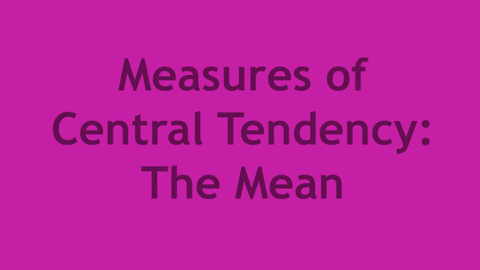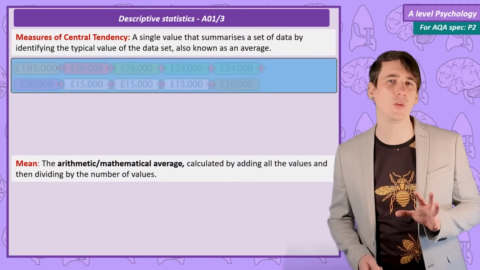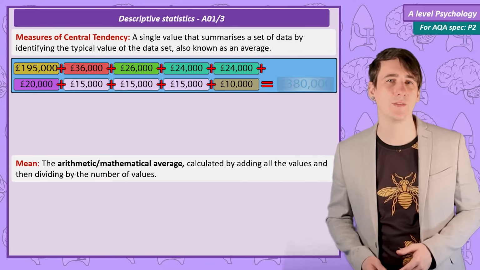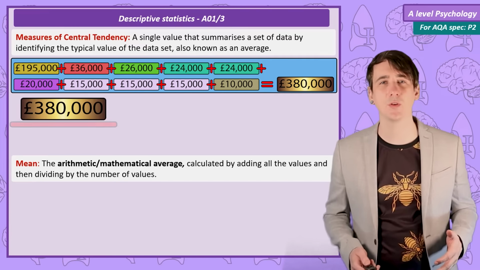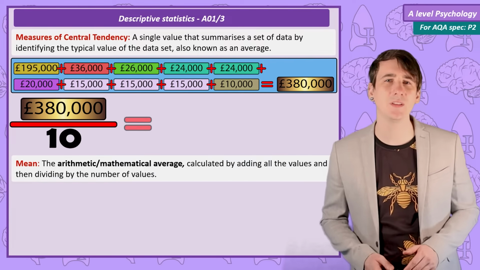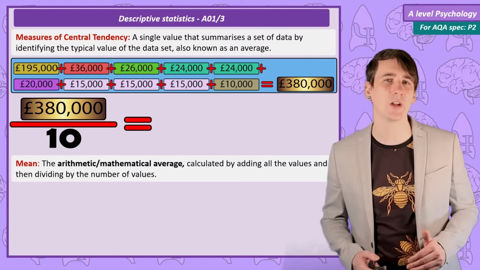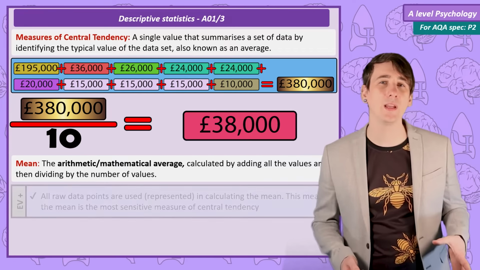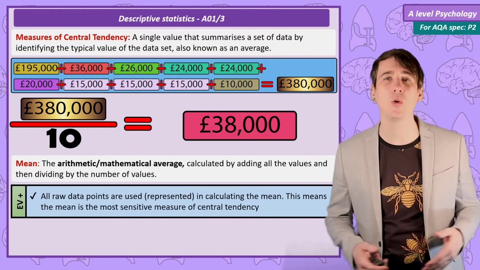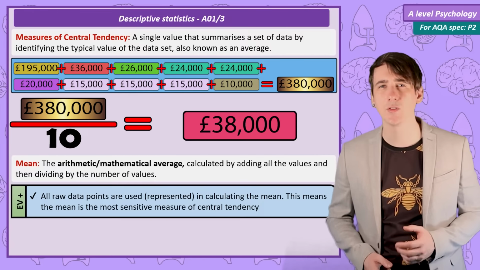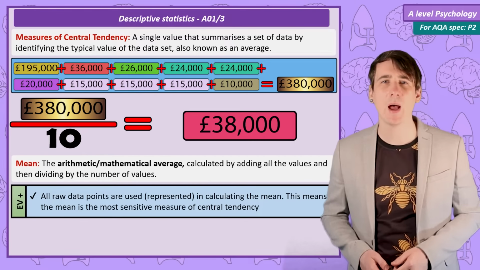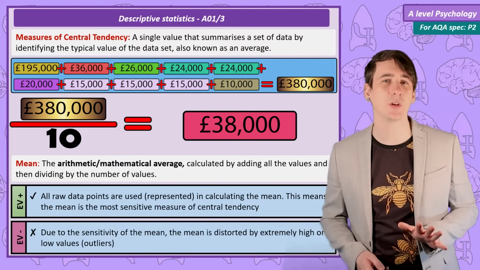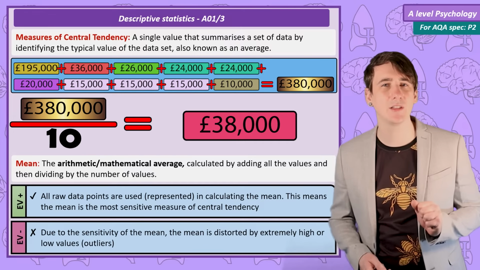The mean. So to work out the mean, we add all the scores together, which gives us 380,000, and divide by the number of scores, in this case 10. So in this data set, our mean average salary at this company will be £38,000. Positives of the mean are we have used and represented all of the raw data in its calculation, so we would say it's sensitive. However, the main criticism of the mean is because of its sensitivity, it's easily shifted towards extreme values.